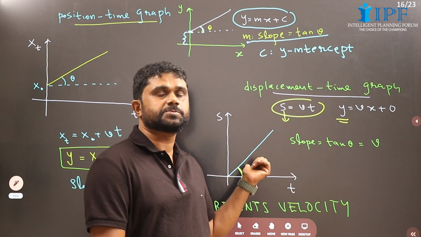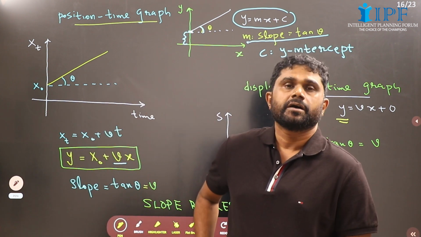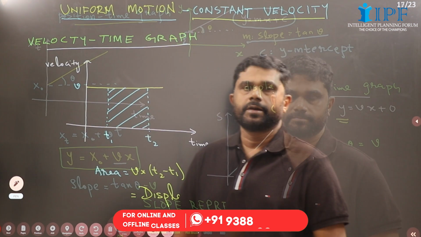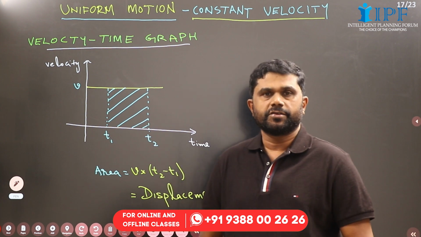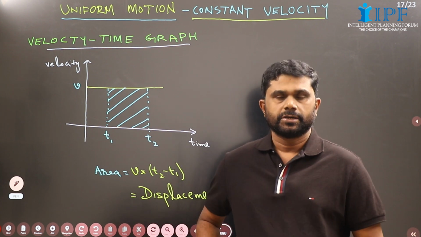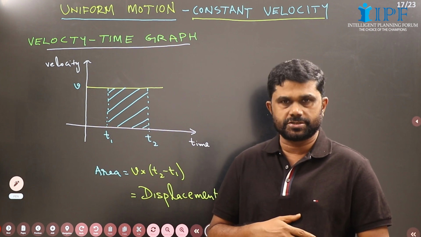In this case, this passes through the origin. In this case, it is having some non-zero y-intercept. And next, we have to plot the velocity-time graph of a body in uniform motion. Uniform motion means velocity is constant.